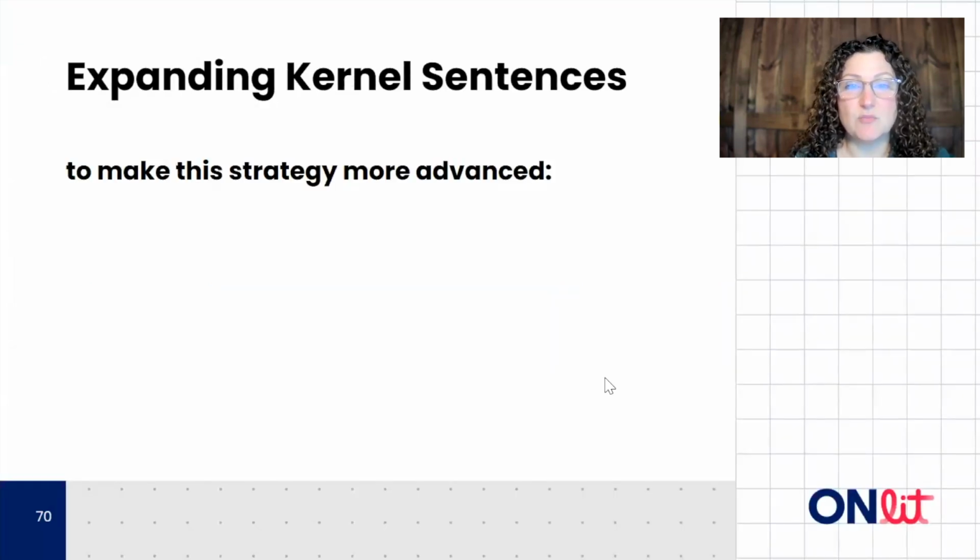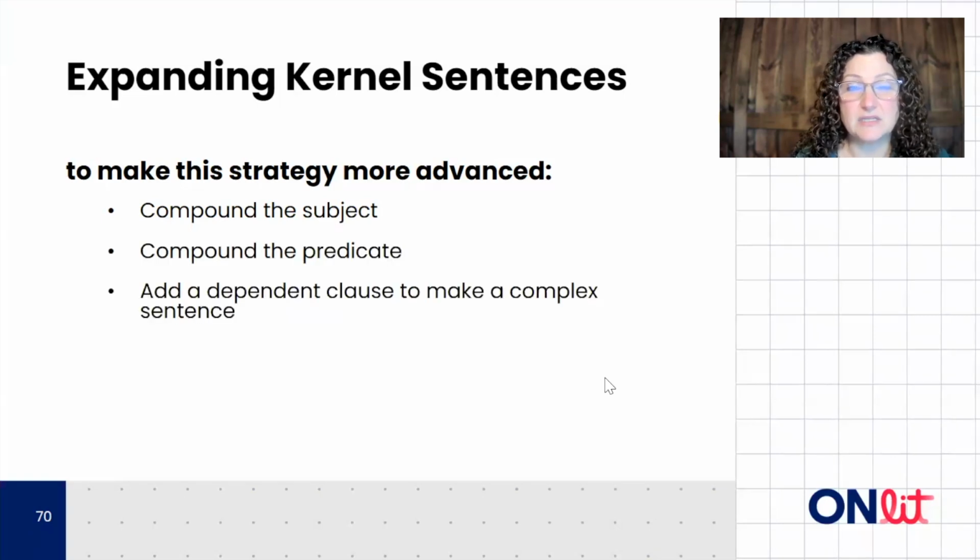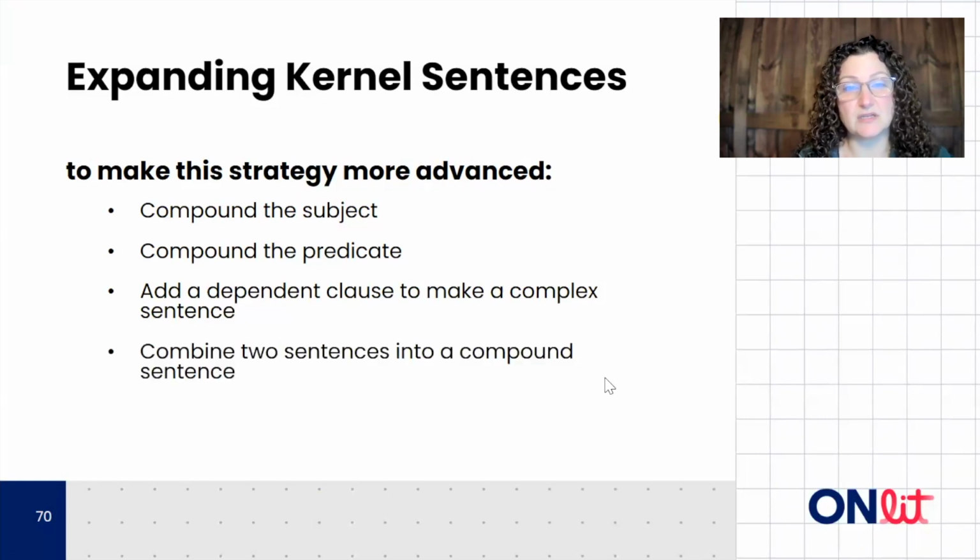To make this strategy more advanced, educators can focus on key concepts and work with a specific type of expansion for a specified amount of time before moving on to another concept. Some examples that demonstrate increasing complexity are compounding the subject and the predicates, adding a dependent clause to make a complex sentence, or combining two independent clauses into a compound sentence.